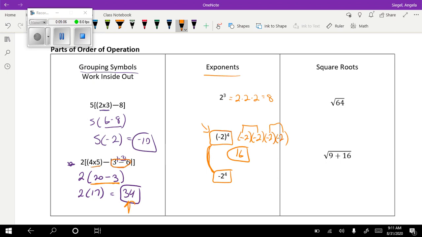This one, we are doing this first and then adding the negative. So another way to write that, it should look like this. And so in this case, my answer would be negative 16.